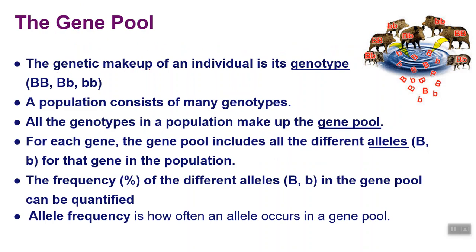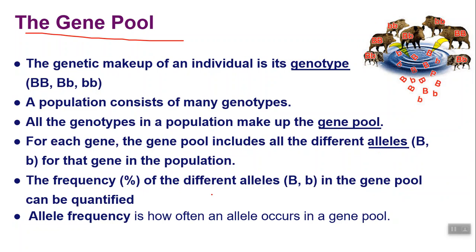Remember that the genetic makeup of an individual is its genotype. You can be homozygous dominant, heterozygous, or homozygous recessive for any trait or any gene. A population consists of many different genotypes, right? And therefore, a population consists of many different alleles for those genes, because you have some dominant alleles and some recessive alleles. So all of the alleles for a gene, for a trait, that exists in a population is referred to as the gene pool.